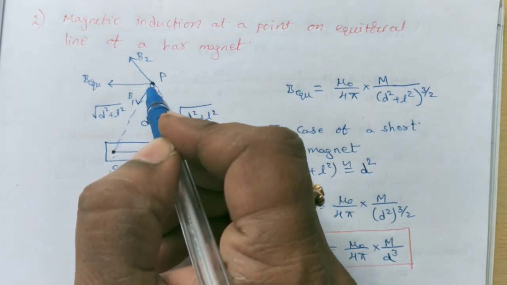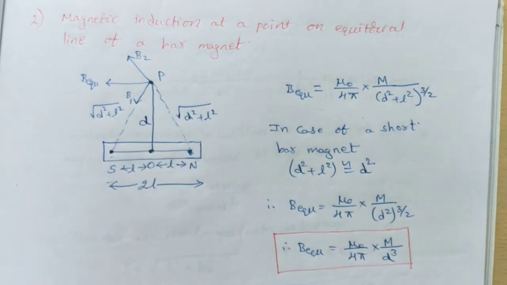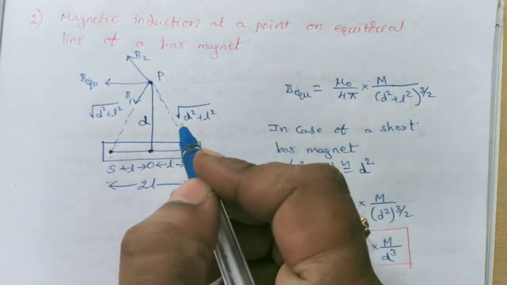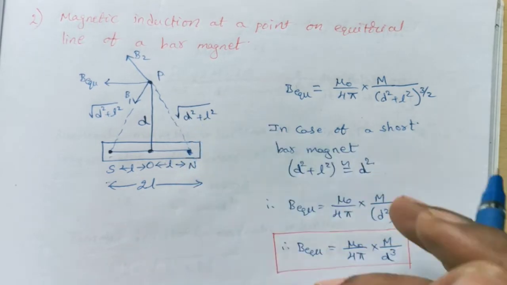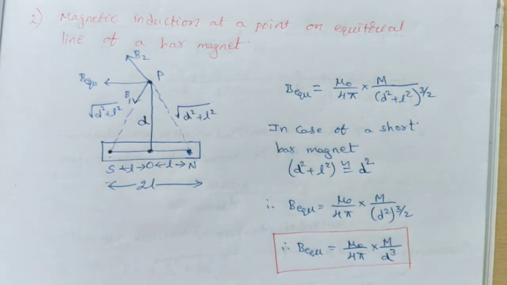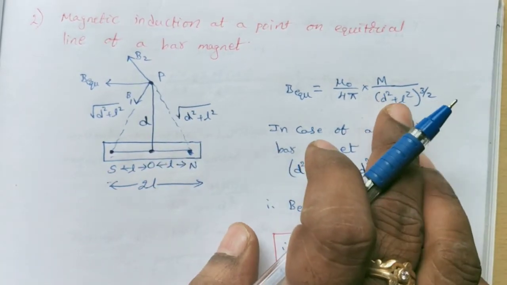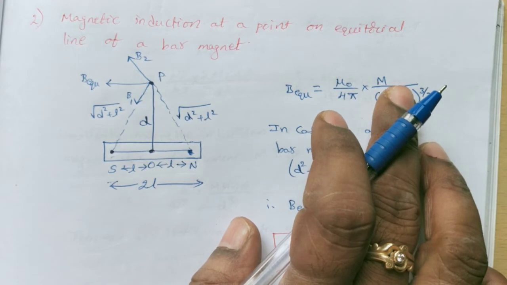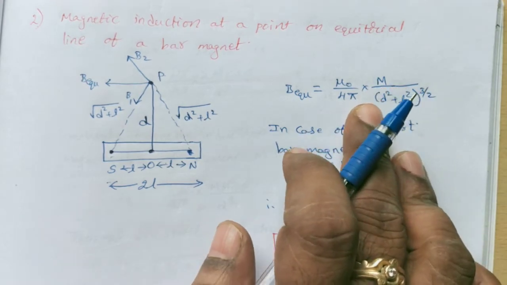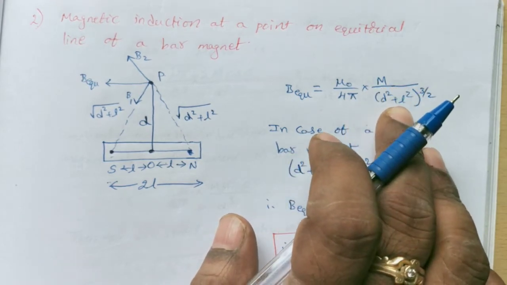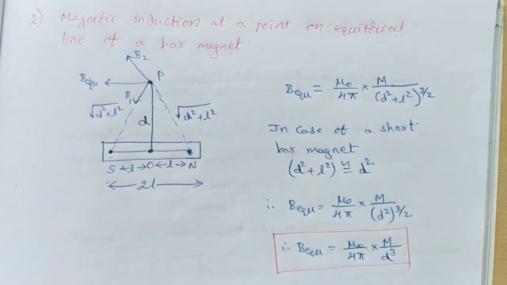Ultimately this acts as one side of the triangle. That length is equal to root over d square plus L square by Pythagoras theorem. Similarly, here also we will get root over d square plus L square, from Pythagoras theorem only. So here we are maintaining a distance d. In this situation, B equatorial is equal to mu naught by 4 pi into m divided by d square plus L square whole power 3 by 2. So that is the formula, students.